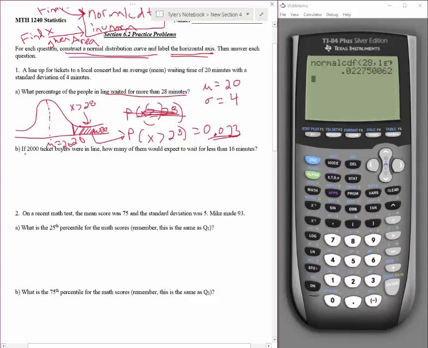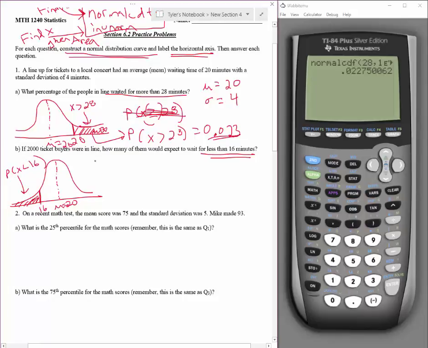So then now number B, it says if 2,000 ticket buyers were in line, how many of them would you expect to wait for less than 16 minutes? So my idea of thinking is let's make a curve. My mean again is going to be somewhere here in the center. Here's my mean of 20. And we want to find less than 16, so somewhere over here is going to be 16, left of 20. I'm looking for this area. This area is the probability that x is less than 16, right?